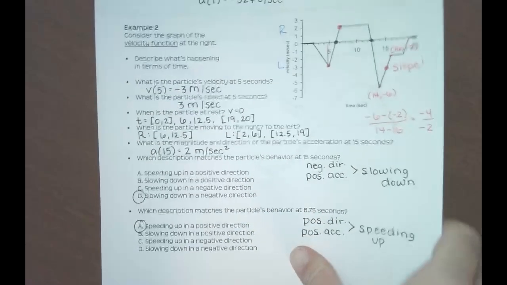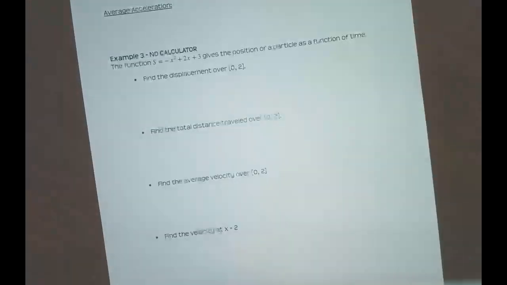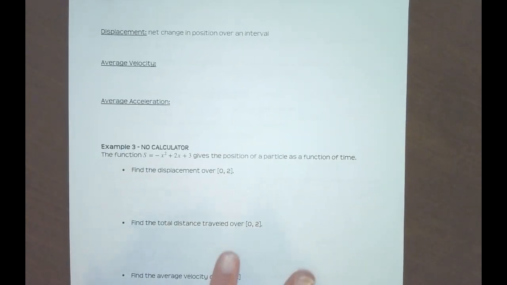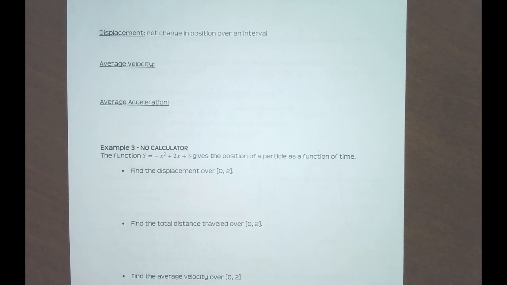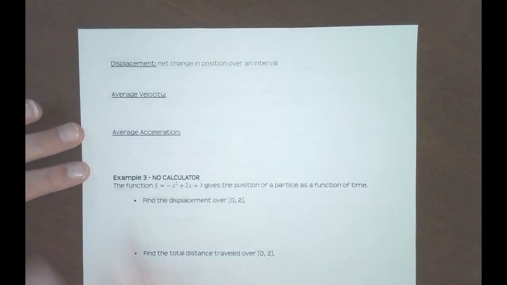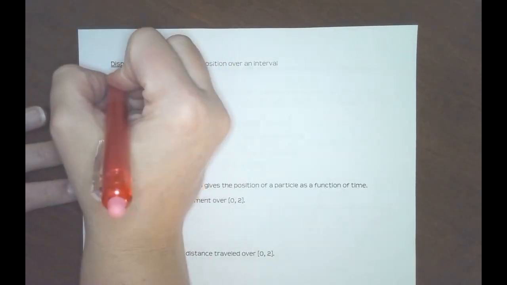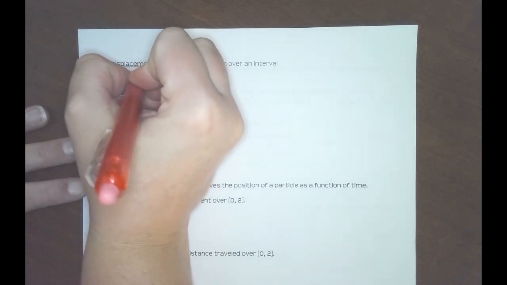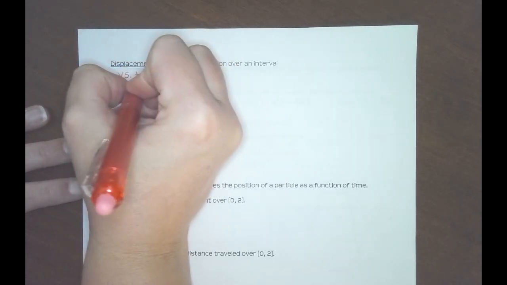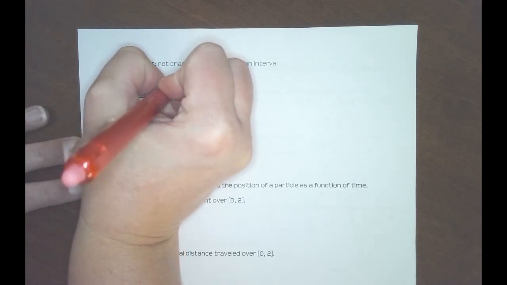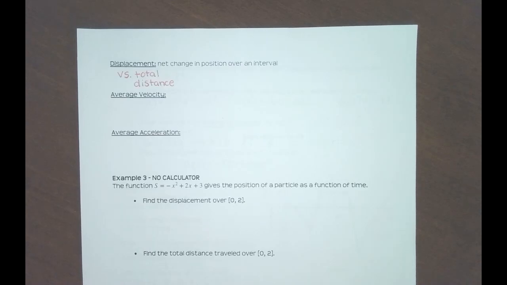Okay, let's head on to the back page here. One more page of notes here, and this does get into some new terms, some new concepts. First, we have this term displacement. Displacement is the net change in position over an interval. I am going to make a note here that the flip side, the opposite of that, would be total distance. So it's not the same as total distance. I'm putting it there for comparison. We're talking about displacement versus total distance.